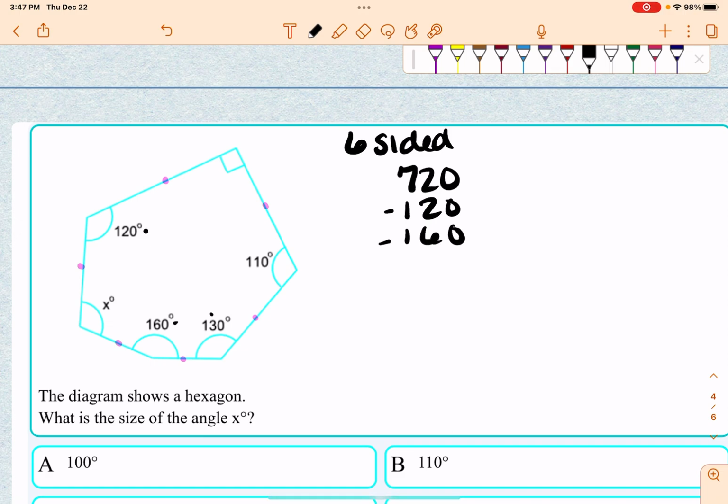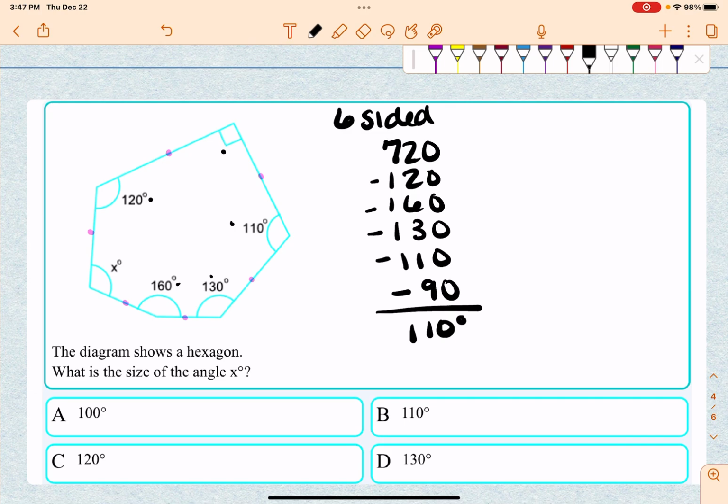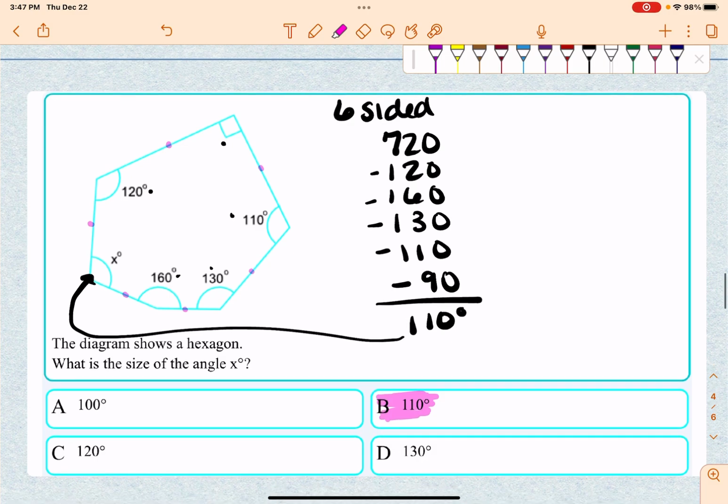I'm going to have to subtract 120, which would be this one, 160, 130, 110, and then realize that this angle right here is 90. So I'm going to have to subtract those and see what's left. So 720 minus 120 minus 160 minus 130 minus 110 minus 90. So I'm going to be left with 110 degrees. So that means this angle right here would be 110. Okay, so you kind of get the idea of how those angles work on the inside.